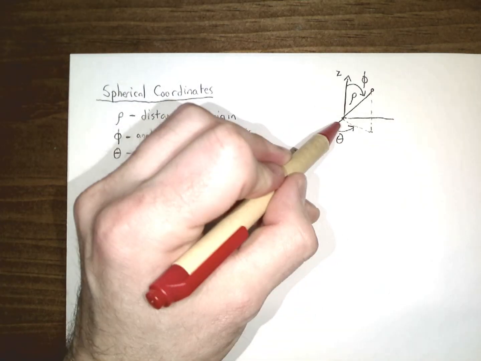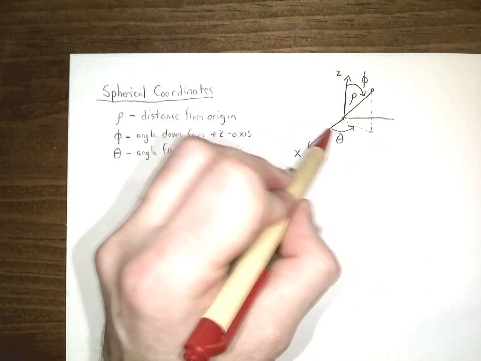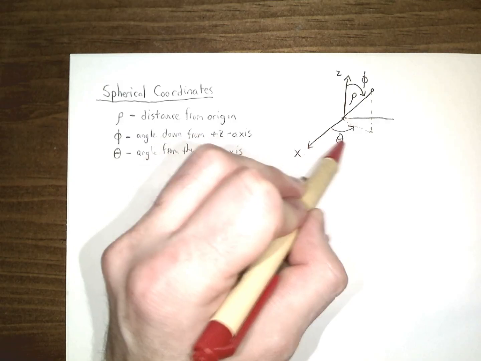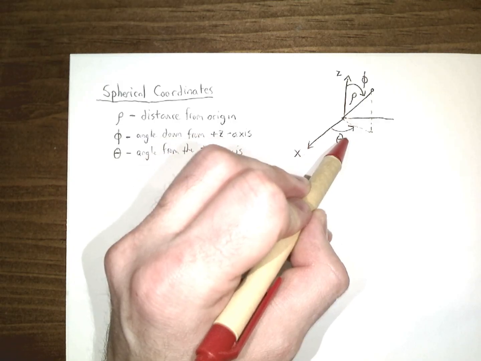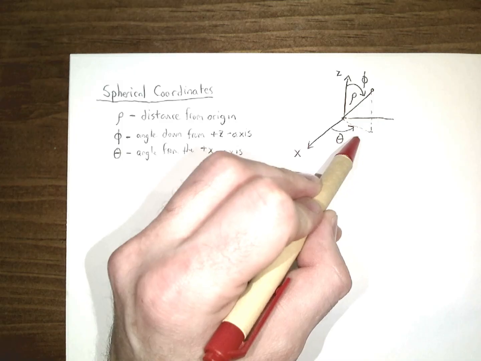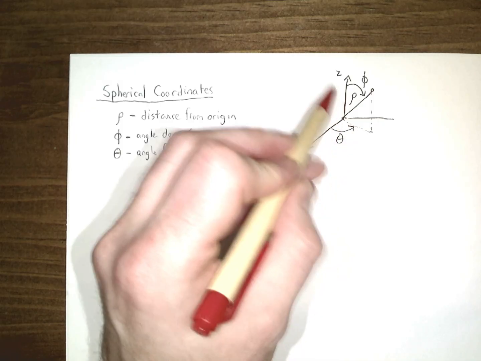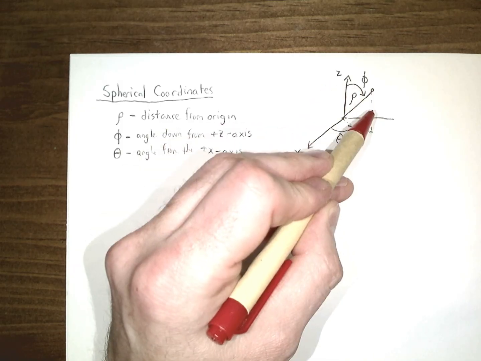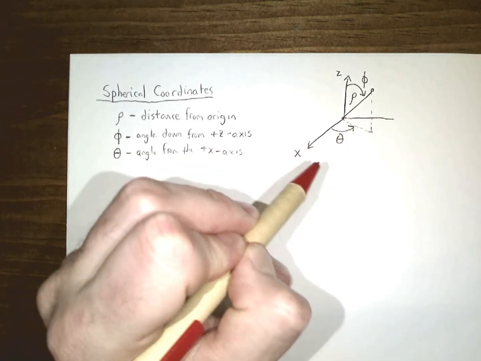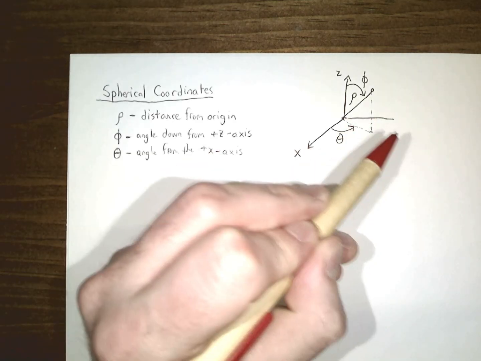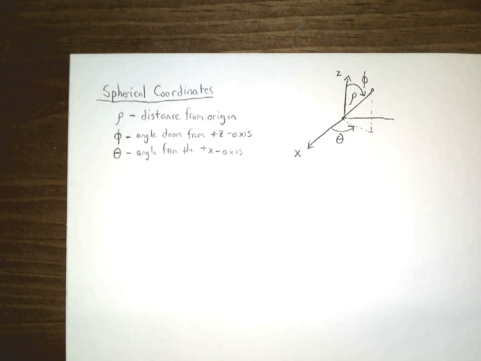So you figure out where you're facing. You swoop to which direction that is. You swoop down from the z-axis to phi, and then you go out from the origin a distance rho until you meet the point that you're interested in. So these 3 coordinates describe what is known as spherical coordinates.